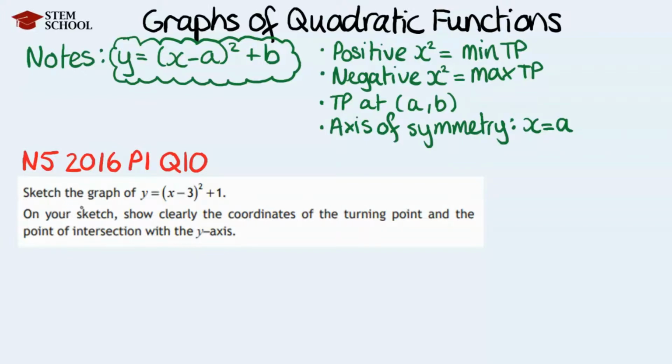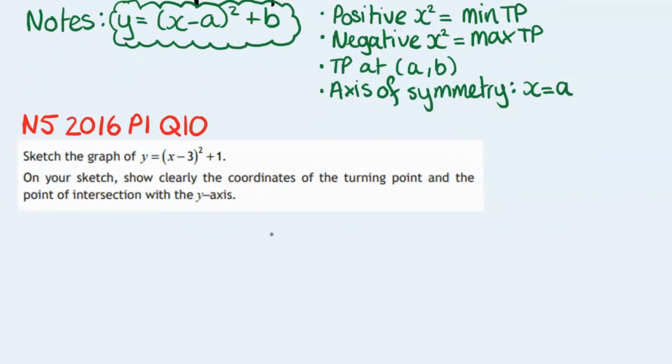So we've been told to sketch the graph of y is equal to (x minus 3) all squared plus 1. When you're given the quadratic equation in this format, it should imply that you need to identify some key features like the turning point and the axis of symmetry and so on. On our sketch, we have to show clearly the coordinates of the turning point and the point of intersection with the y-axis. That's basically where the parabola cuts the y-axis, alright?